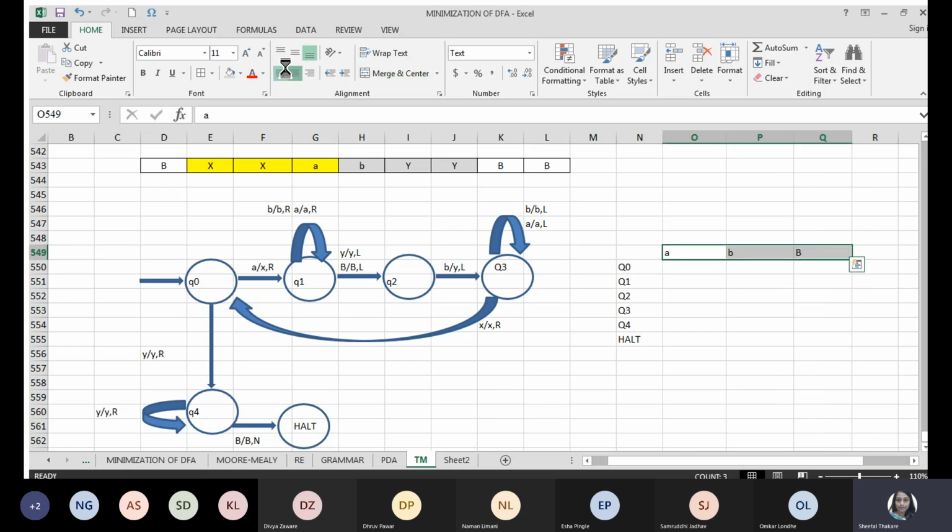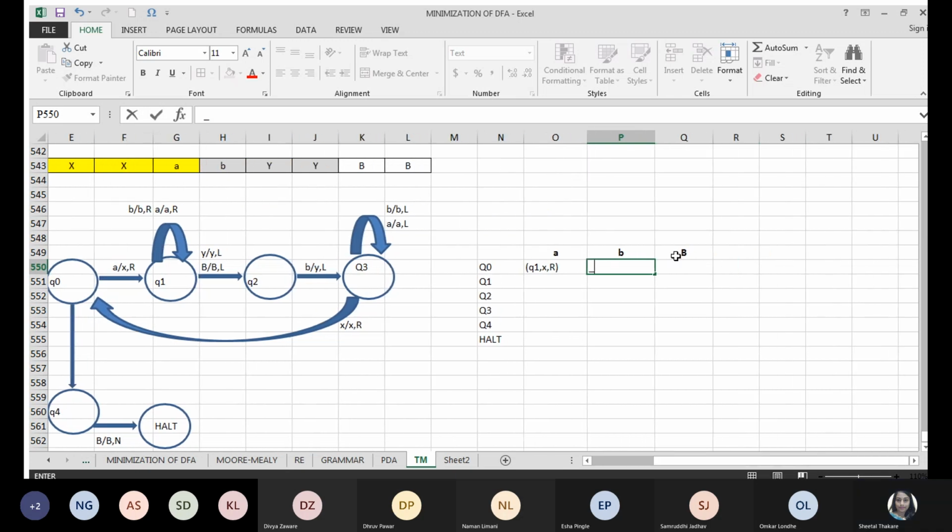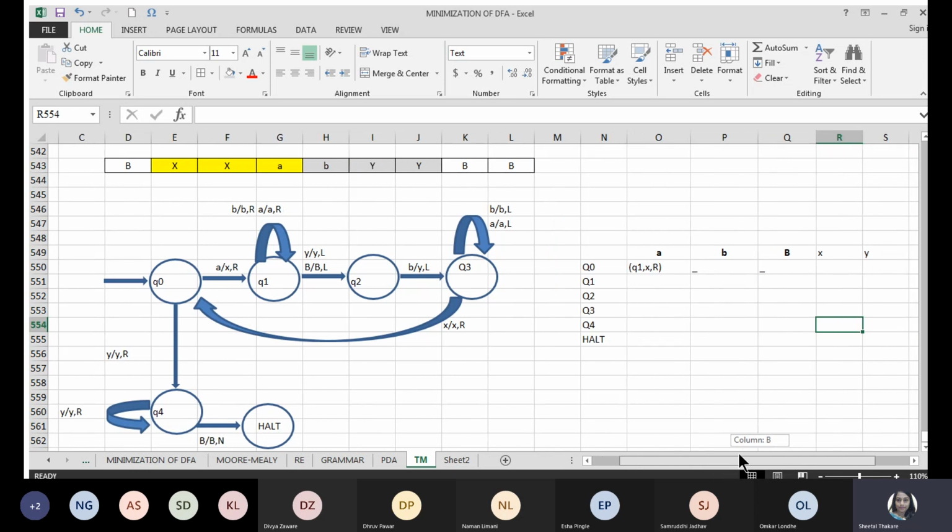Q0, while processing small a, gives you next state as Q1, that a is converted into small x and is moving to R. Is the transition for Q0 on b defined? No. So it's dash. Is the transition on capital B defined? No. It's dash. Small x and y, is the transition defined? For x it is not defined. For y you have it.